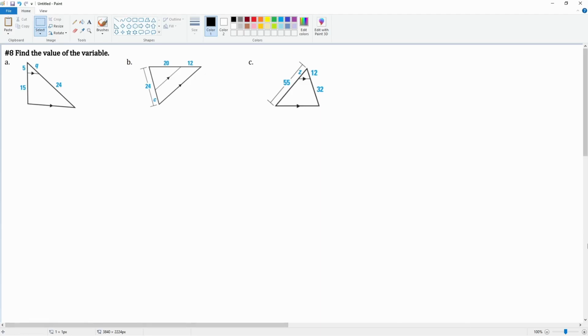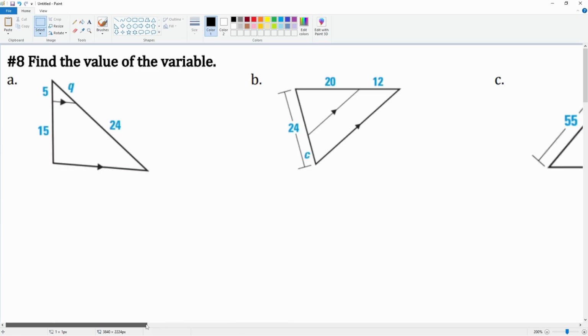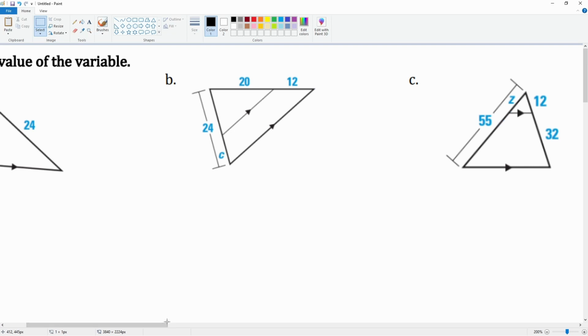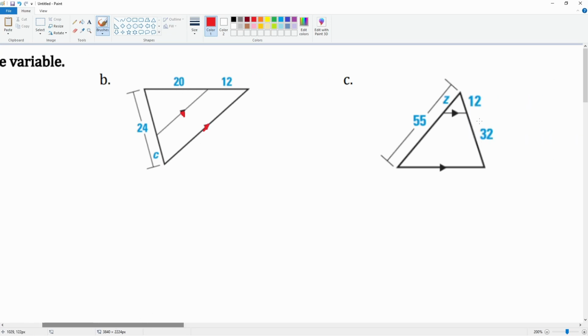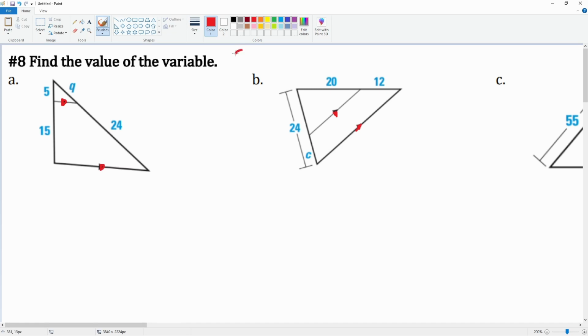All right, number 8. Okay, so here we could technically do the old method, but there's something very interesting about all these problems. Do you notice how they have all these parallel lines here? Take a look. There's this, which is parallel to this. This is parallel to this, and then this is parallel to this. This means we can use the side splitter theorem. Okay, splitter, not slipper.